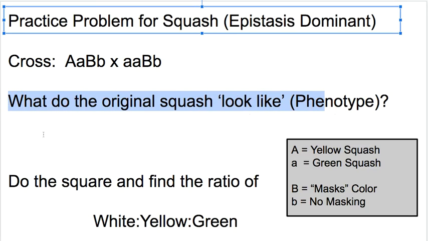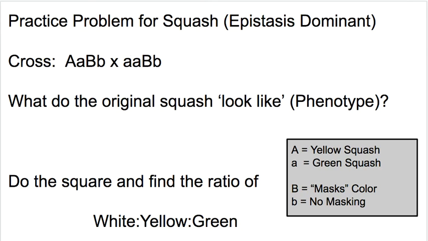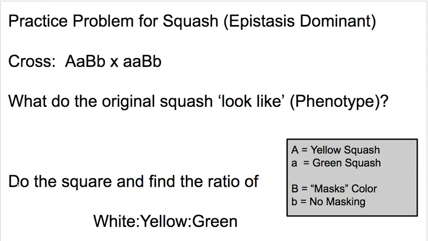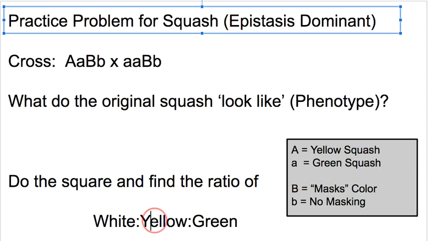What's their phenotype? So tell me, are they green? Are they yellow? Are they white? So look at each of these, and you're going to say like white times white or whatever they might be. Then you're going to do the Punnett square on the next problem. So foil the parents. Then do the Punnett square. And then figure out, please, the ratio of white to yellow to green.